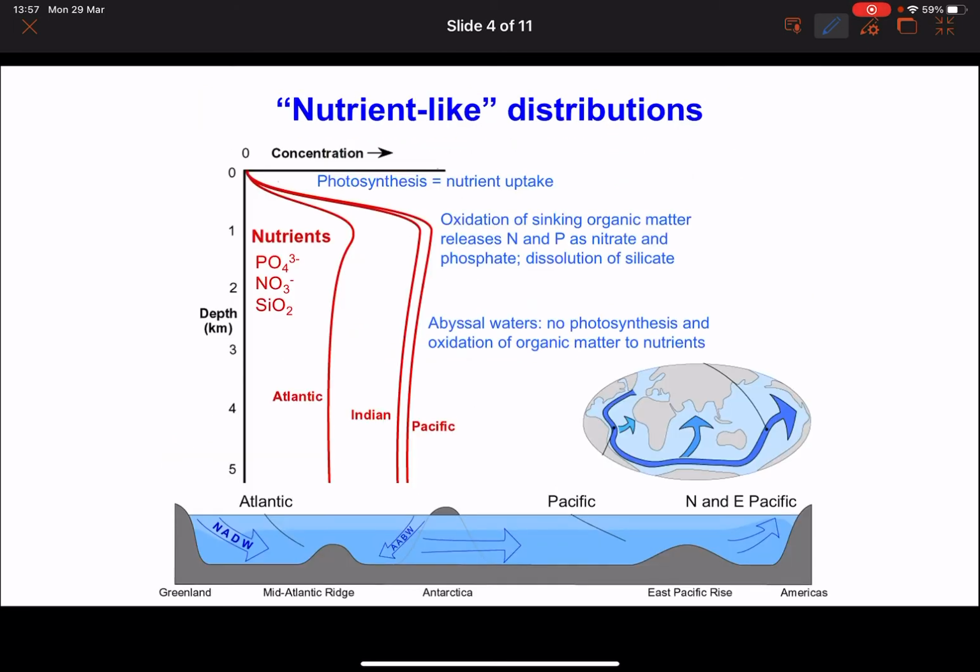And so anything that has this kind of depth profile is called a nutrient-like distribution. This usually means that it's something that's being consumed by photosynthesis in the surface. And then as the sinking organic matter is oxidized, it re-releases that nitrate, phosphate, and silicate back into the water, and you end up with these much higher concentrations at depth. And in these deep waters, there's no light and no photosynthesis, so there's no mechanism to take these nutrients out of the water, and they just start to accumulate and accumulate.